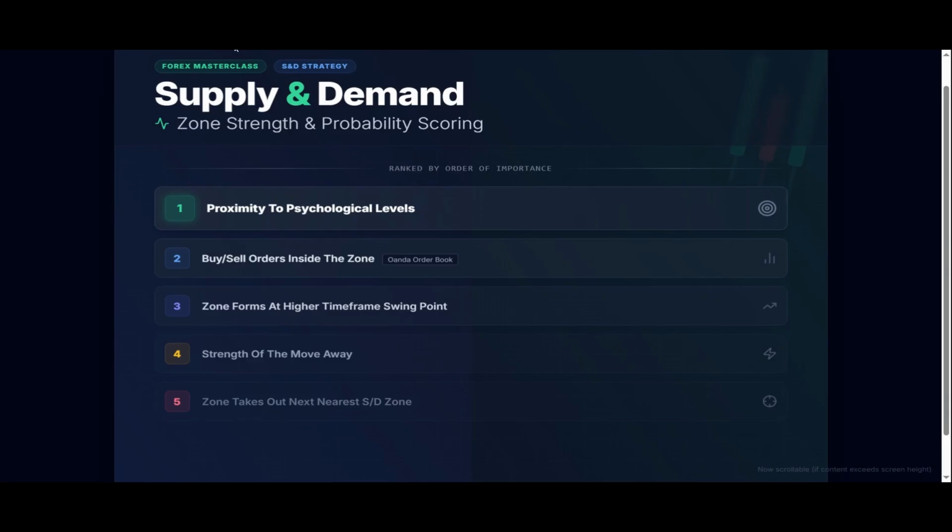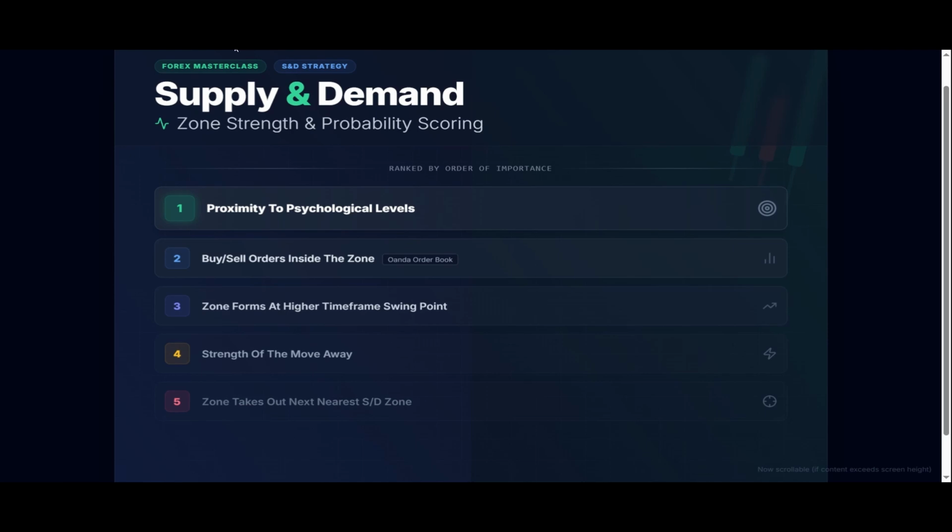Welcome back, traders. Today we're cutting through the noise. No fluff, no complicated jargon, and absolutely no more drawing random boxes and praying the market respects them. Most traders think supply and demand is about marking a zone and waiting, but that's why they lose, because not all zones are created equal, and if you don't know how to filter them, the market will eat you alive.